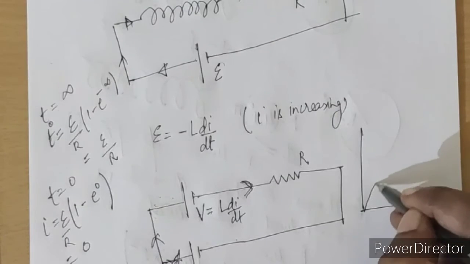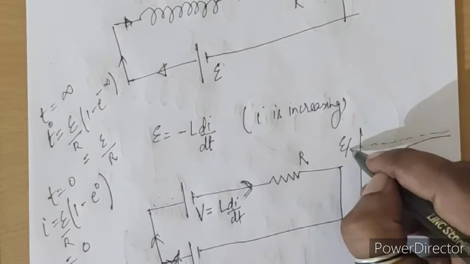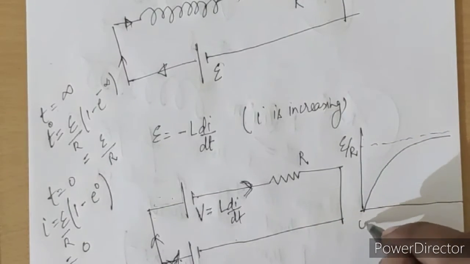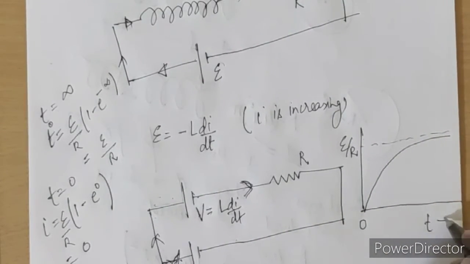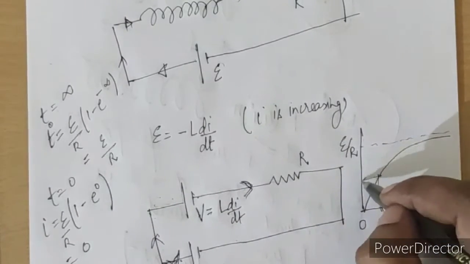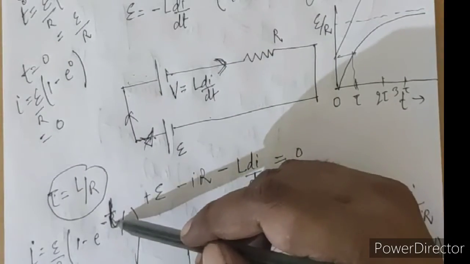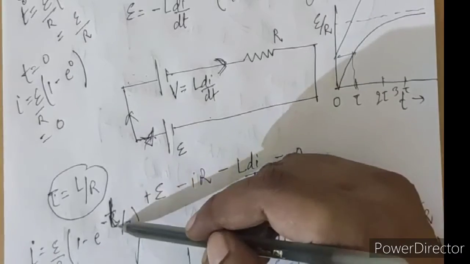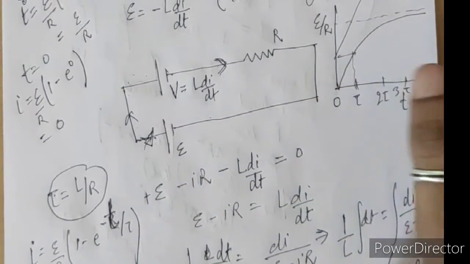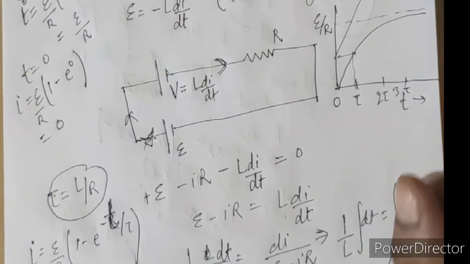So basically the curve of this is like this, where the maximum value is E by R, which is current, and the initial value is 0, and this is time. So this is, say, 1 time constant, 2 time constant, 3 time constant. In 1 time constant you achieve at least 63% of the total current, which you can calculate from here. If you put t equal to 1 tau, you can calculate this value, and then you can see that in 1 time constant you achieve 63% of the total current.